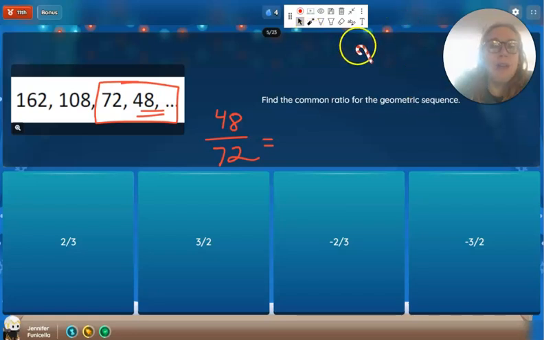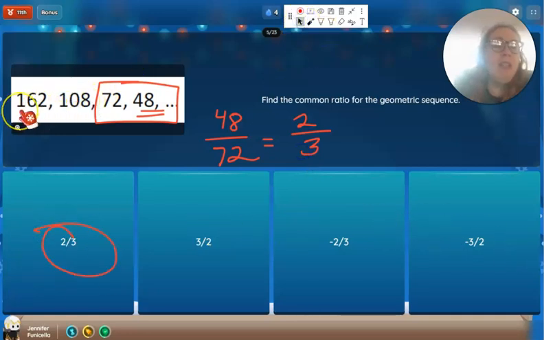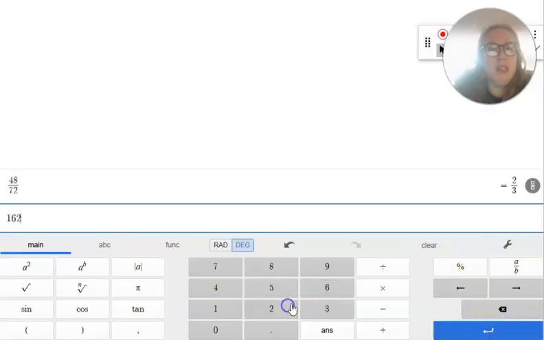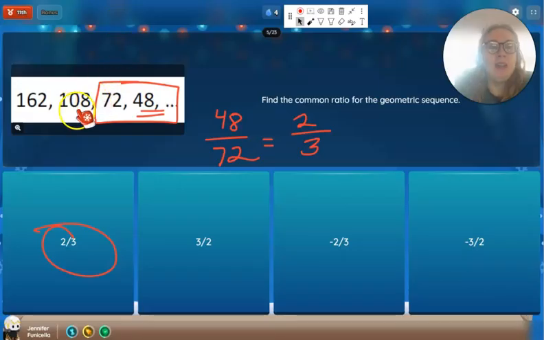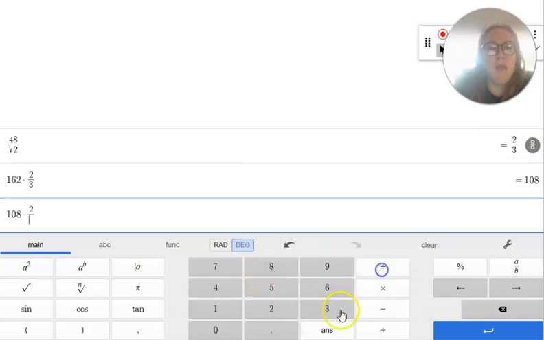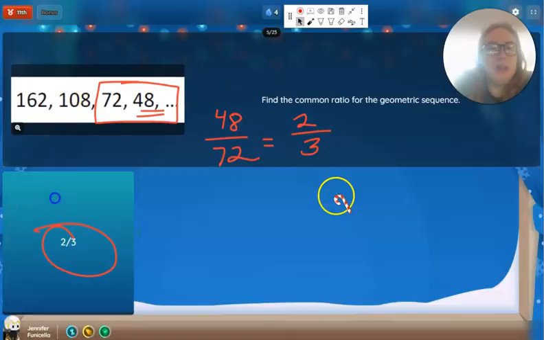So if we go back, this is equal to 2/3. That is our multiplier, and we can check it. Let's do 162 times 2/3. And we get 108, which was the next number in our sequence. 108 times 2/3 is 72, right? That's working. That's exactly what our common ratio is.